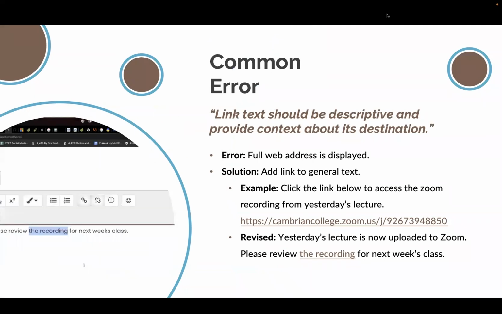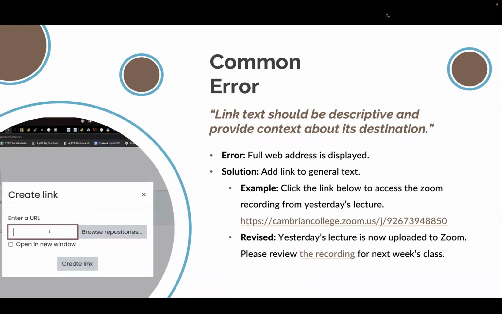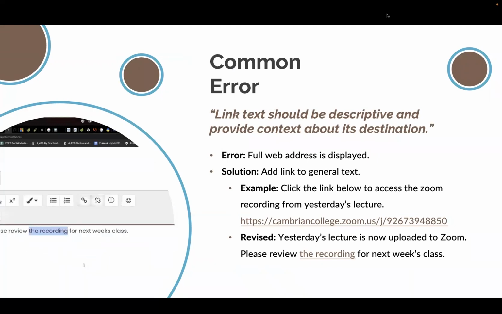Our next common error is linked text should be descriptive and provide context about its destination. So we can see in our example that we have a Zoom link just pasted right into our Moodle shell. To correct this common error, simply write a sentence such as, please review the recording for next week's class. Then select the words the recording and hyperlink that text to include our Zoom link.